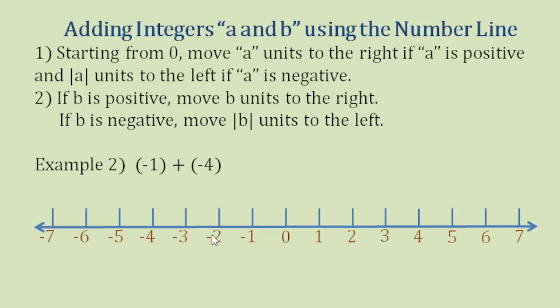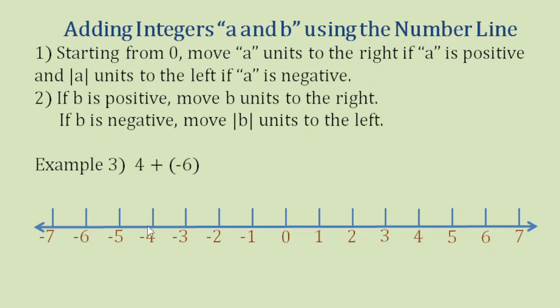Example number 2, negative 1 plus negative 4. We start from 0, we move absolute value of negative 1 units to the left, and then we move again absolute value of negative 4 units to the left. So we stop at negative 5. So the answer is negative 5.